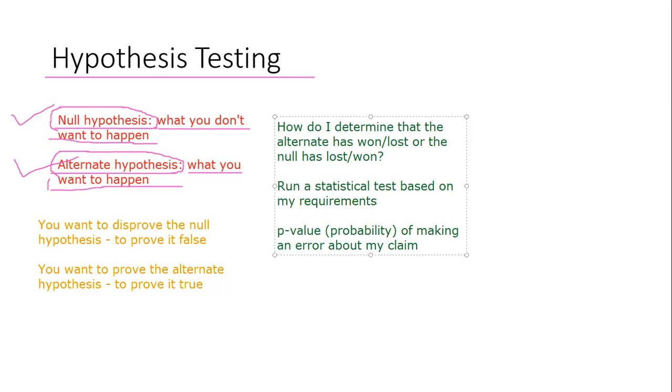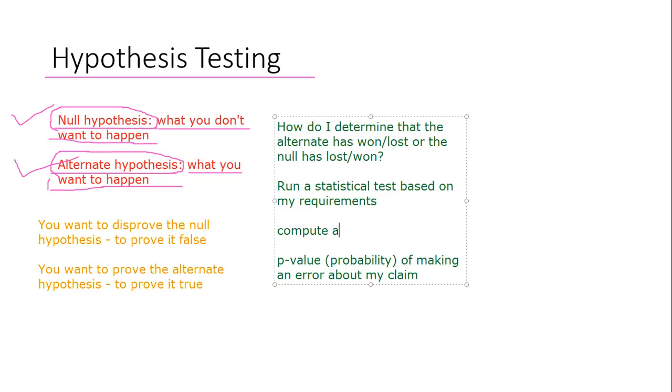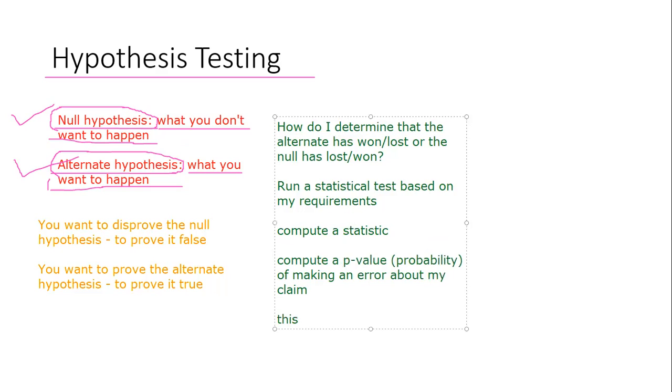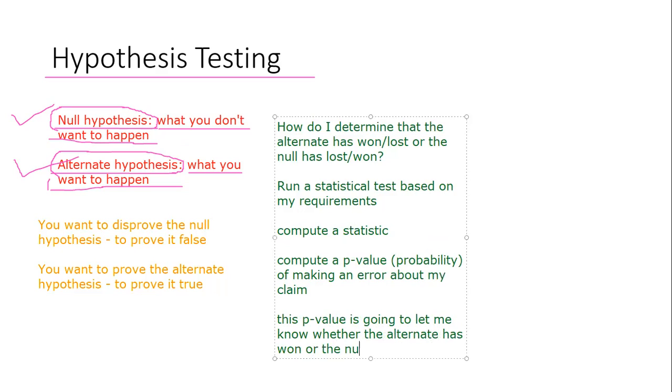Okay, for example, if I have to say that the means of two columns are different from each other, then I have to run a t-test, which is also called a student's t-test. In that t-test, I will compute a statistic. In every hypothesis test, I will compute a test statistic, and then I will compute a p-value. And this p-value is going to let me know whether the alternate has won or the null hypothesis has won.